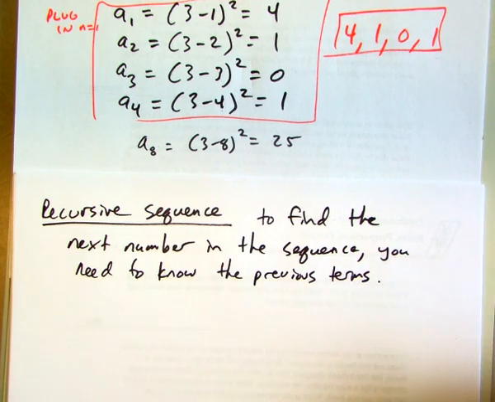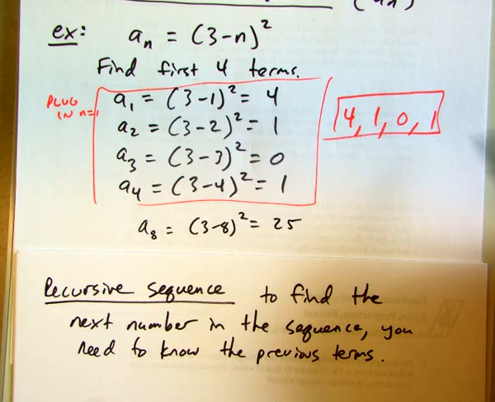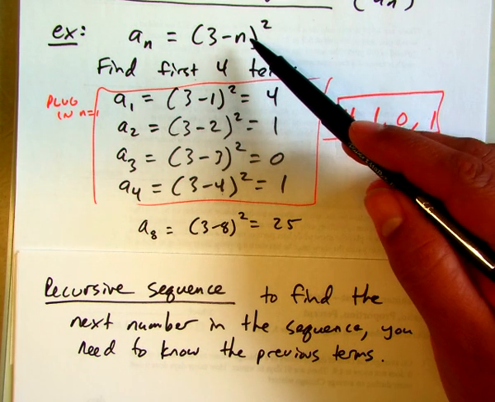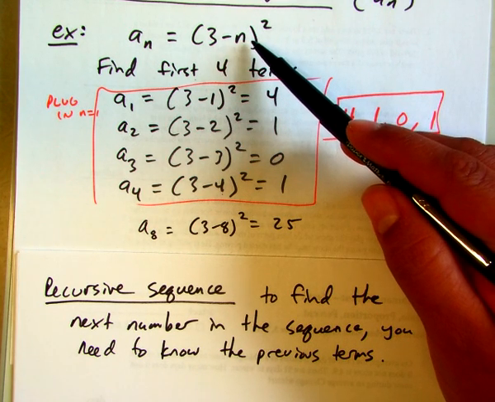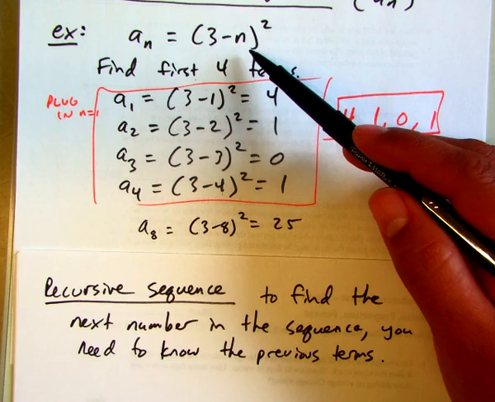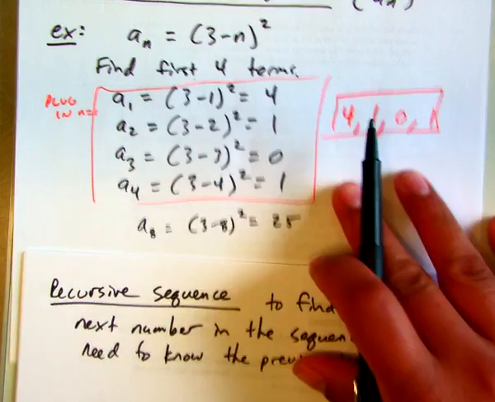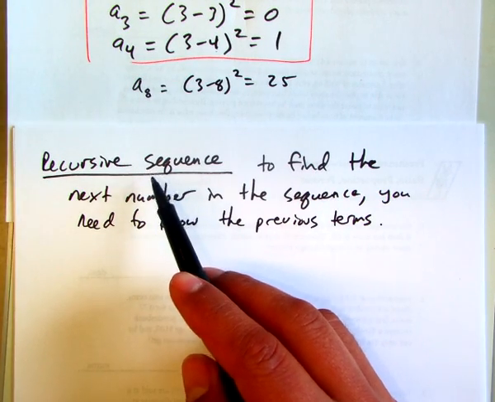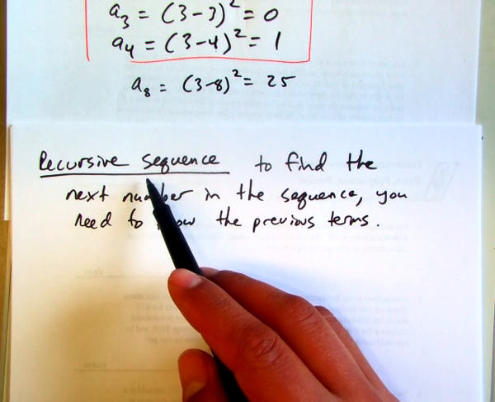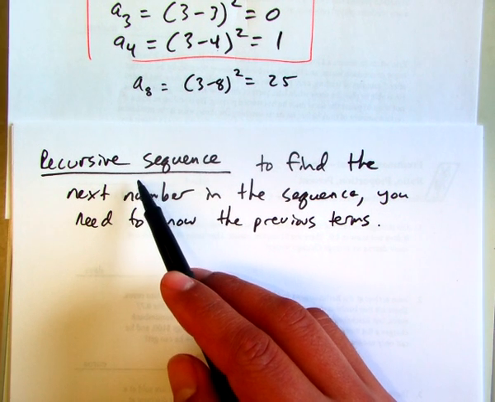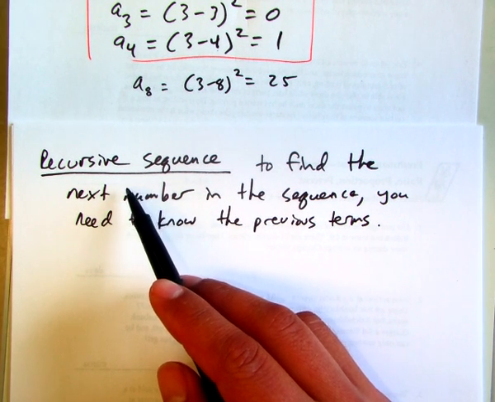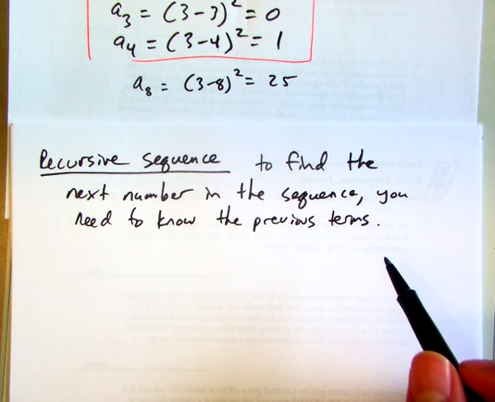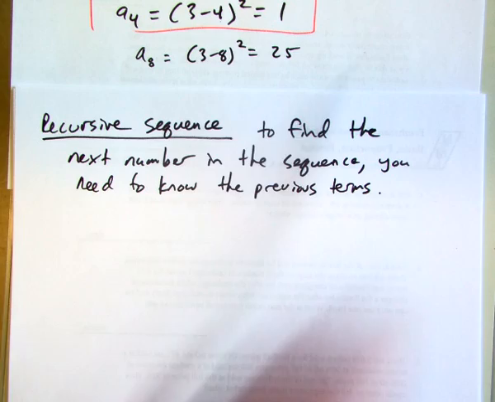So this is a little different than a formula like this. Here, if I wanted to know the 100th term, you simply plug in 100 and you're done. In a recursive sequence, if you need to figure out the 100th term, you'd have a lot of work to do, unless you can find a shortcut around it, because you'd have to know all the 99 terms before in order to figure out the 100th term.